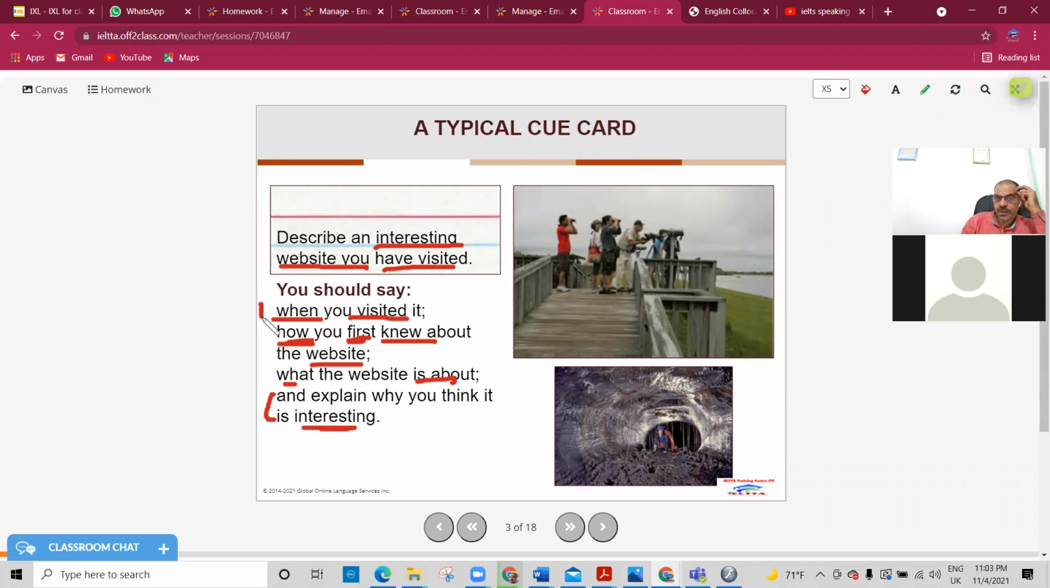So when, how, what, why. How many things should you cover here? 4 points. So in your first, let's say, paragraph, for example, you should cover all of these, and then you extend your answer, so that you finish the topic and the task achievement is accomplished. Okay.